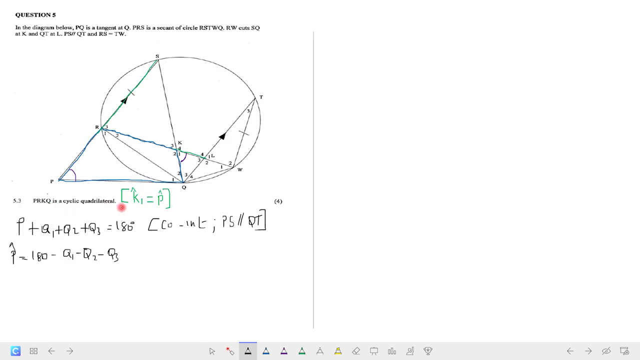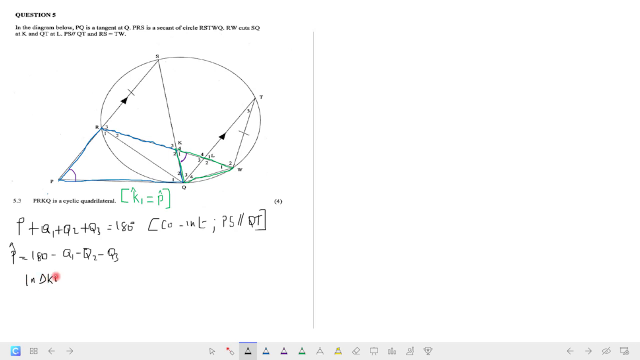So here I can see that K1, if I'm looking for K1, let me just highlight this one. We're trying to find K1 now. Let me remove this one since I'm focusing on this one. So K1, I can see that it is in KQW. Sometimes when you don't have the angles in the information, just look for it in a triangle or as an exterior.